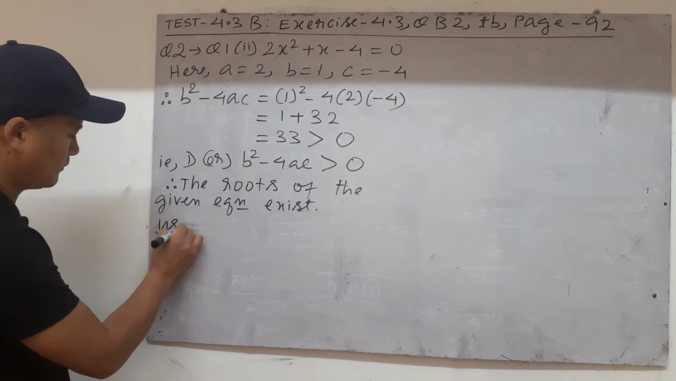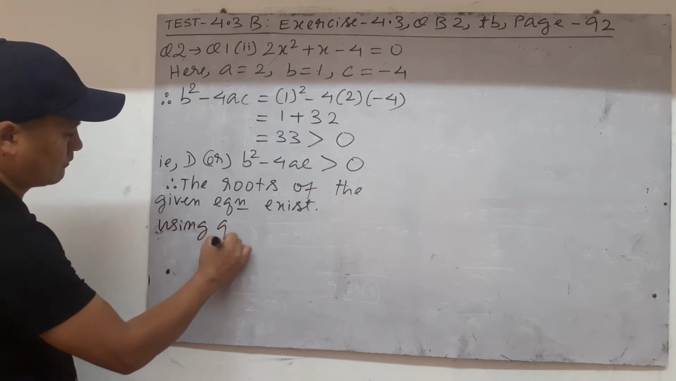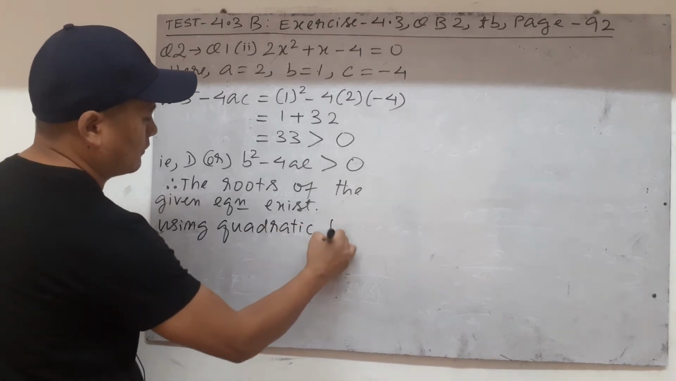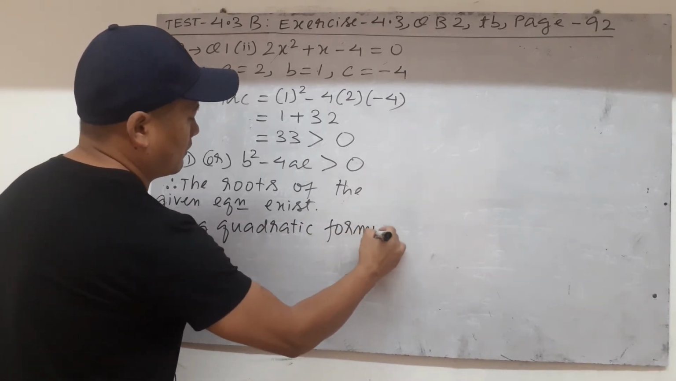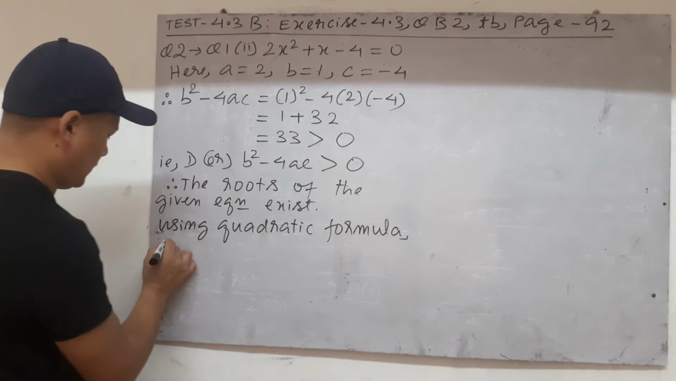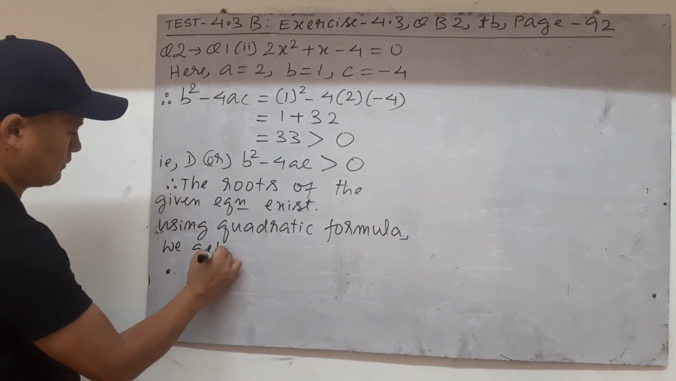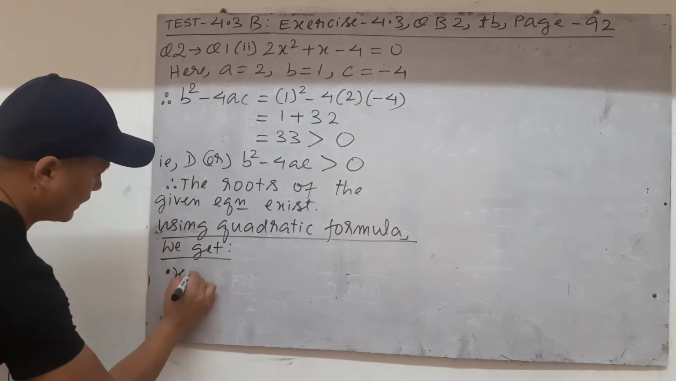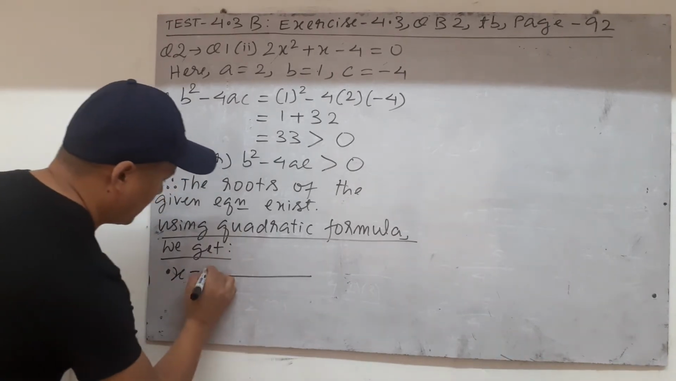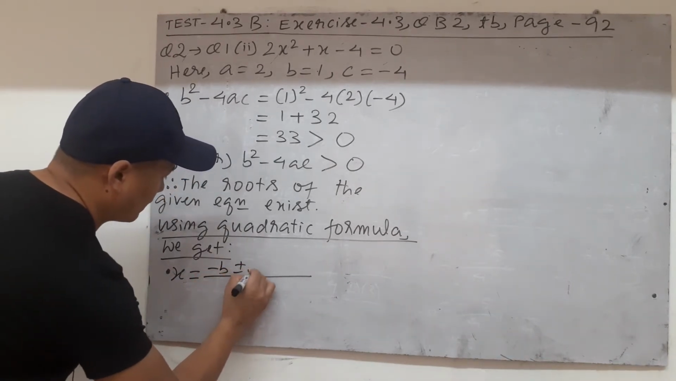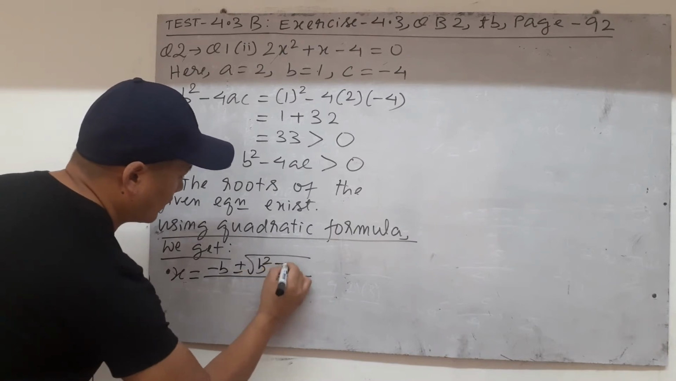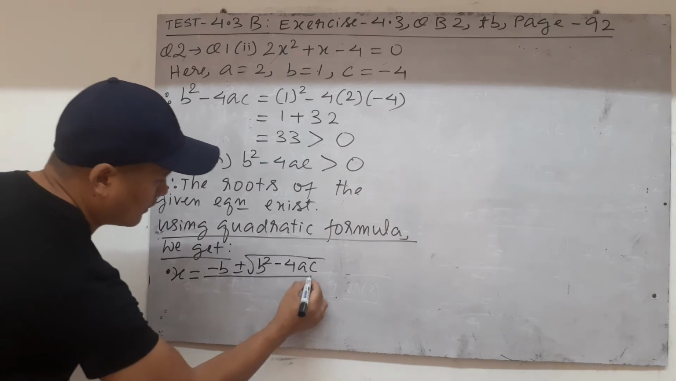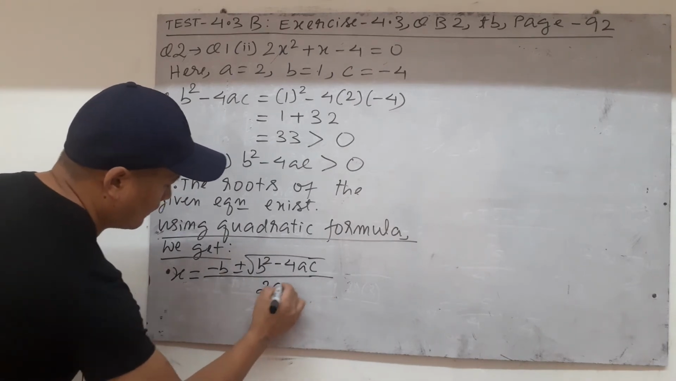Okay, so using the quadratic formula, we get, we know the formula. This has to be clear in our memory. x is equal to minus b plus minus root over b squared minus 4ac divided by twice a.